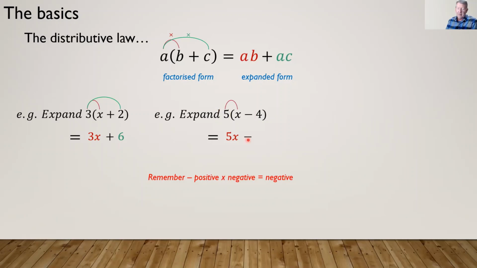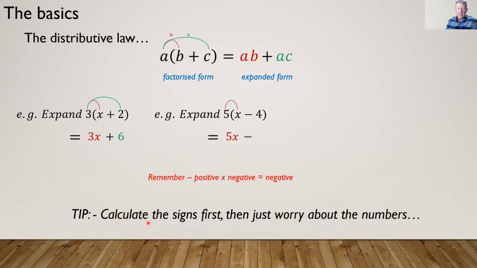Now, this is just a tip. Here we had a positive and a positive. Here we had a positive and a positive. Here we've got a positive and a negative. So the tip from me is, calculate the signs first. Then you just have to worry about the numbers. It's much easier in your head to do 5 times 4 than 5 times negative 4. Well, it's a little bit easier anyway. If you get the negatives out of the way first, then it's just 5 times 4, which we all know is 20.